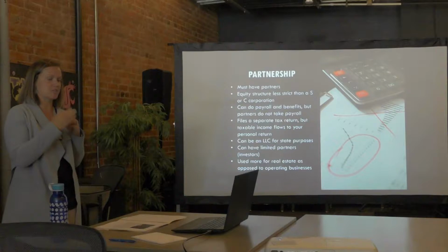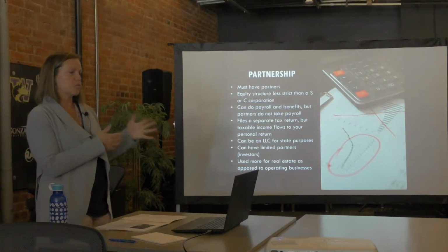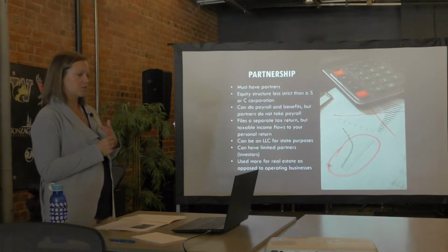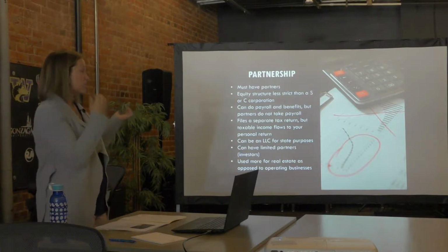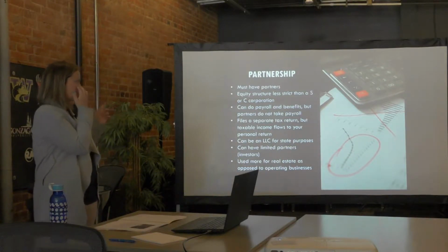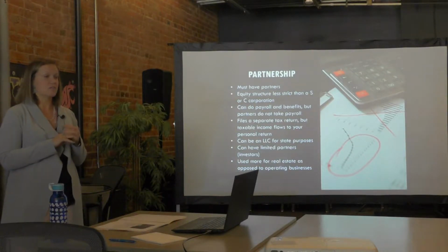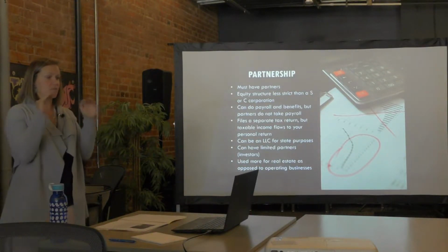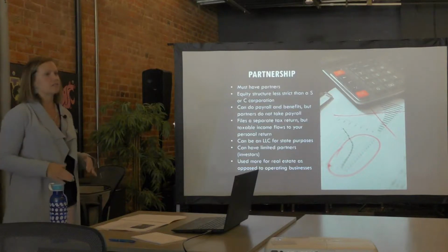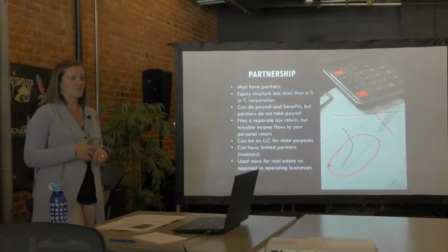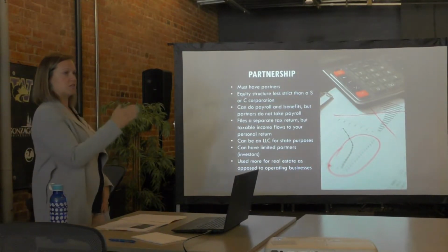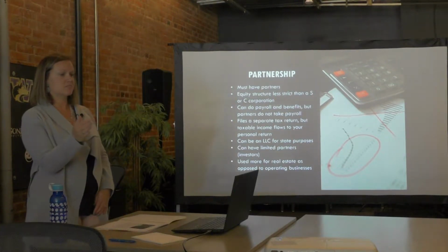You pretty much have to, it's very strict in an S corp. So if you want to do loosey-goosey stuff, partnership would be a good way to go. You can still do payroll and benefits, but partners don't take payroll in a partnership. Partners get distributions. In all the entities, you pay tax on what's earned, not on the distributions. So the partnership earns $100,000 and you each get $33,000.